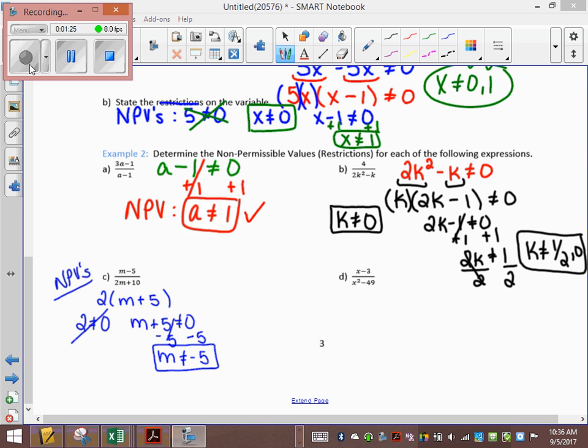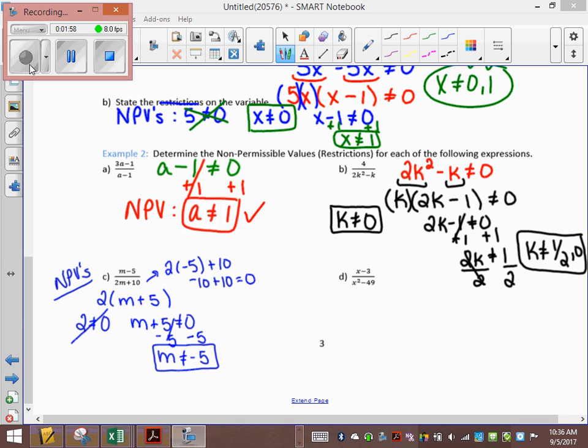Now I can check it. I can put it back in and see. So if I go 2 times negative 5 plus 10, I get negative 10 plus 10, which is 0. So I know I'm right, because m can't be negative 5. If I plug negative 5 back in, it would get my denominator to be 0, and it can't be 0, right? That's the rule. So you can always check them back. If they get your denominator to be 0, then you're right. You can walk away from the test knowing I got every NPV question right. Okay?